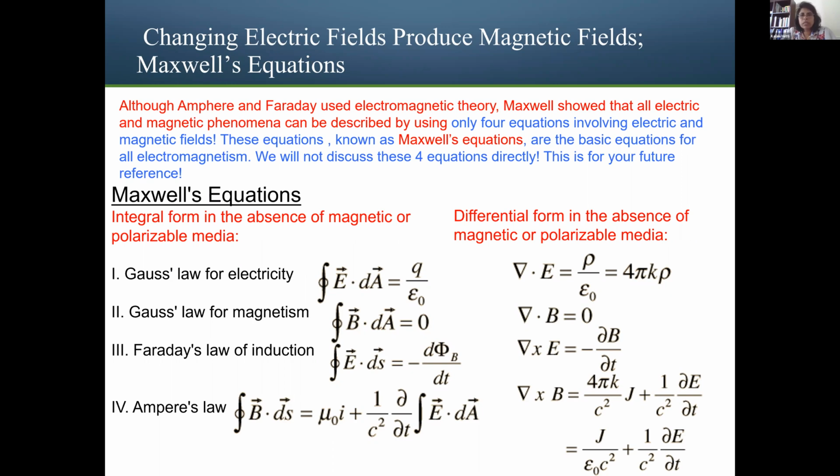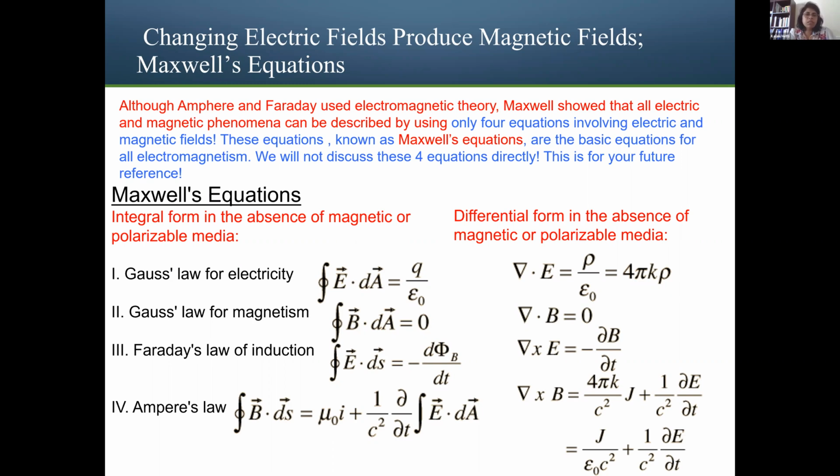I know that you don't understand these four equations, because they are complex, with differential forms and integral forms and those things. But we're going to briefly summarize what we learned and how that relates to the four Maxwell equations.